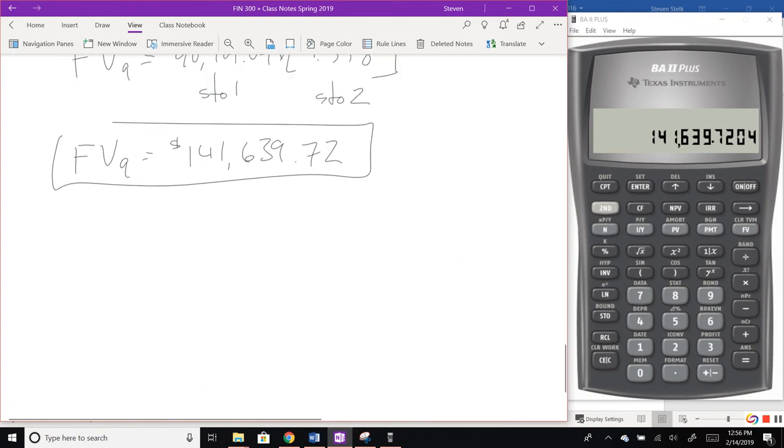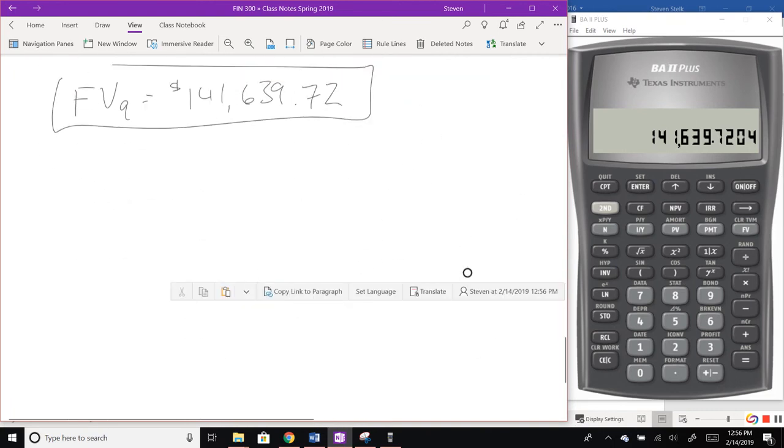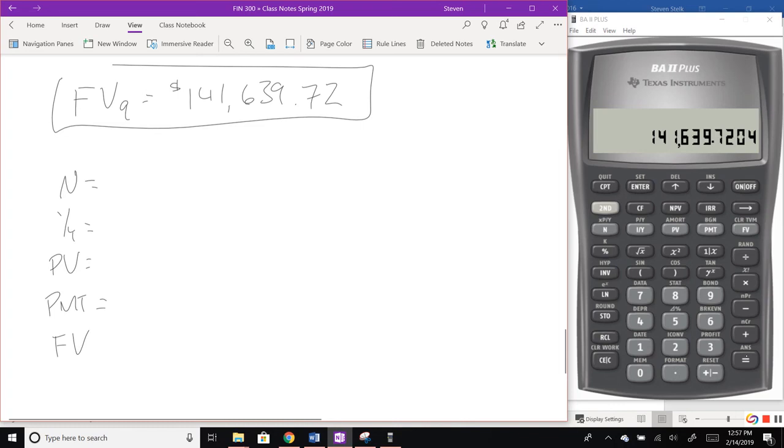Let's talk about the financial calculator solution now, because this is an ordinary annuity, so we can use the calculator. The way I like to use the calculator is to write it down in my notes just as if I were working a regular problem. But in this case, I'm not writing formulas with values, I'm writing down the keys on the calculator and what I enter on them.